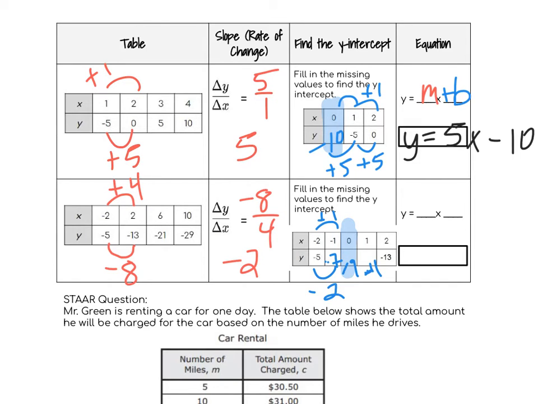Okay, so that makes my y-intercept negative 9, because that's what would fit in the blank to keep the pattern the same. Okay, so again, mx plus b, so y equals negative 2x minus 9.